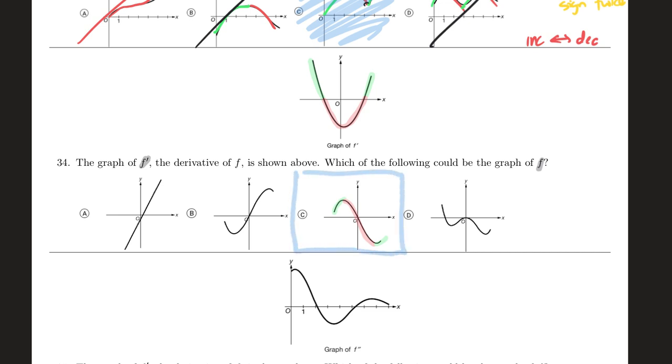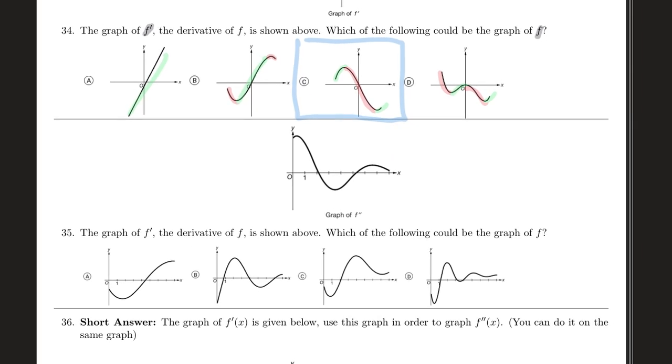A is definitely not right because it's always increasing. B is not right because it's backwards: it's decreasing, increasing, decreasing. And D is not right because it's decreasing, then increasing, then decreasing, then increasing. So only one fits the narrative of the graph that we're given.